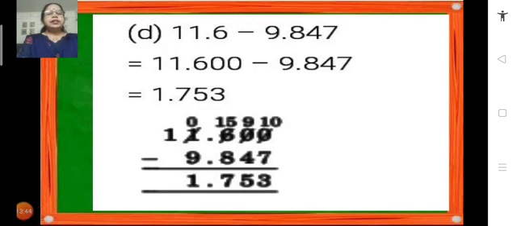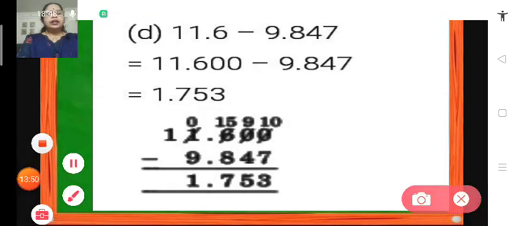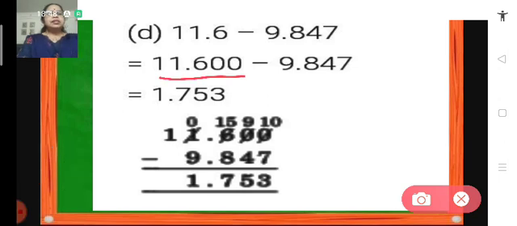Next is 11.6 minus 9.847. So in order to make them like decimals, we write 11.6 as 11.600 minus 9.847. Now we place them like this and start subtraction from here. Now we have 0 in the thousandths place, in the hundredths place also we have 0. So we subtract by borrowing. So the 0 in the thousandths place becomes 10. So 10 minus 7 becomes 3, and 1 is borrowed.